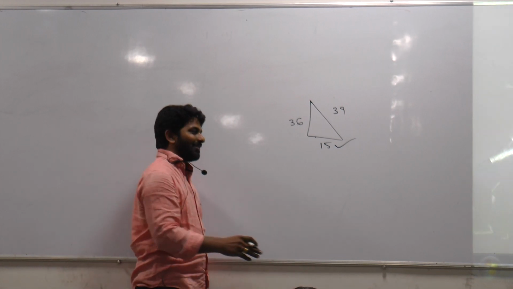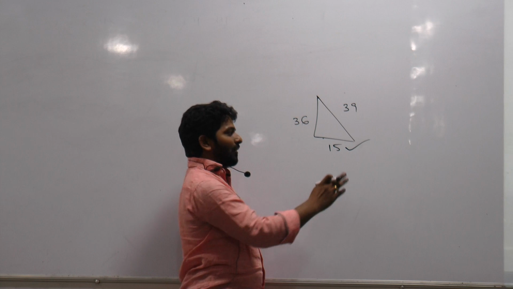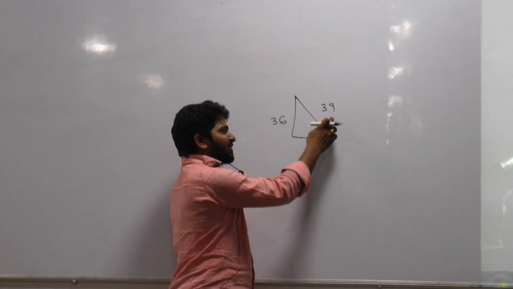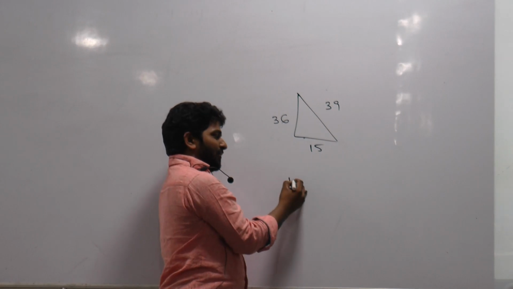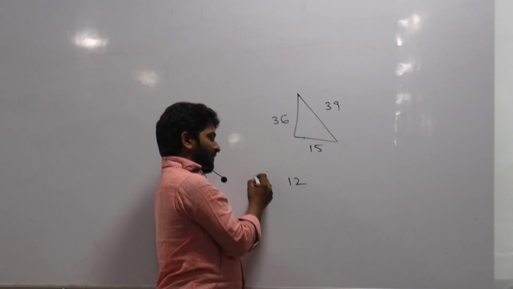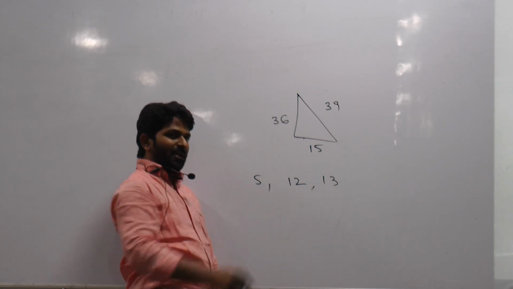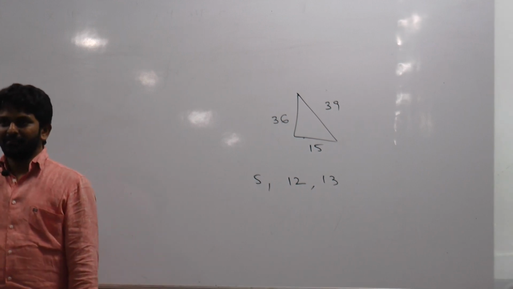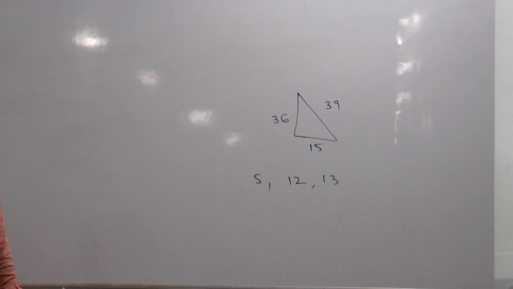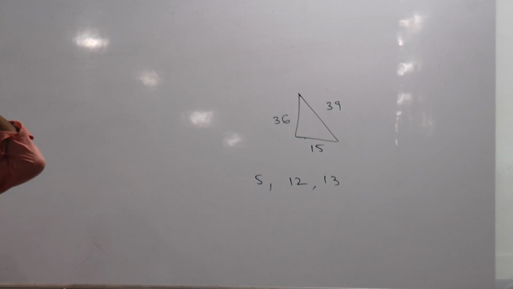Wait, I'll tell you. To check this whether it is a Pythagoras triplet or not. Look at these numbers. Are all 3 multiples, right? Yes or no? How many times? 12 times. How many times? 5 times. How many times? Are these 3 numbers Pythagoras triplets? These are also Pythagoras triplets. Got it? Simple.